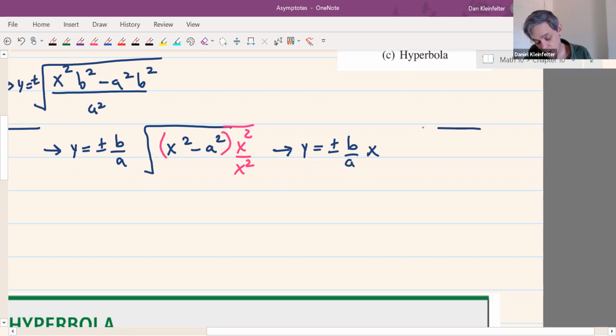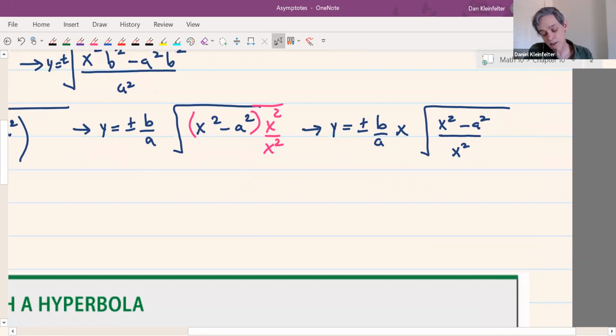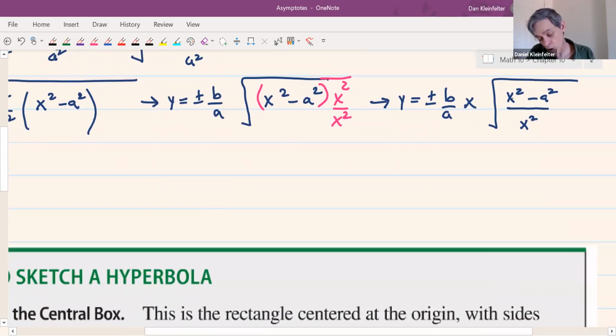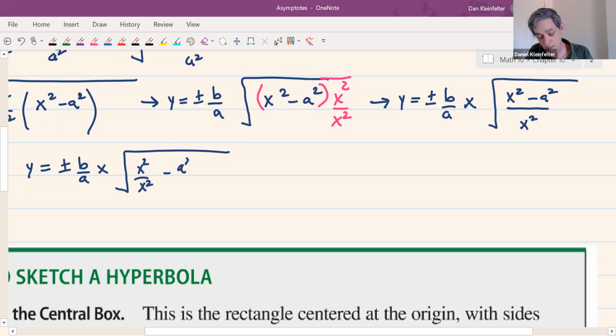That really looks familiar. And then inside, we'll have x squared minus a squared, and then that whole thing will be over x squared. Okay, we're almost there. All we have to do really is show that this radical is pretty close to 1 in the end. So I'm going to separate that radicand into two separate terms. We'll have y equals plus or minus b over ax, square root, and then we'll have x squared over x squared minus a squared over x squared.